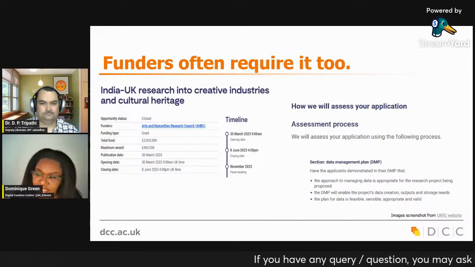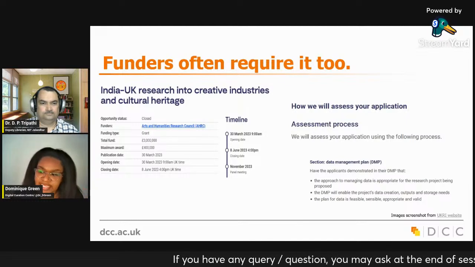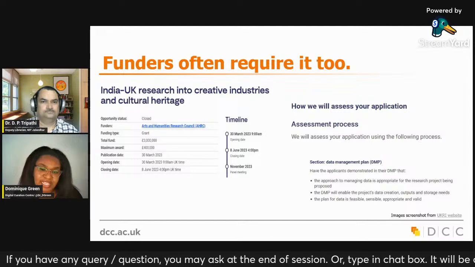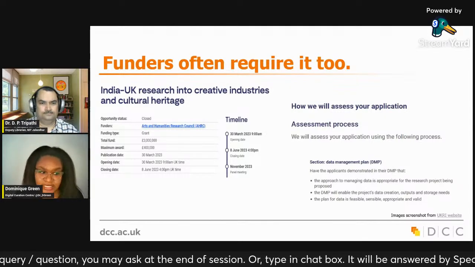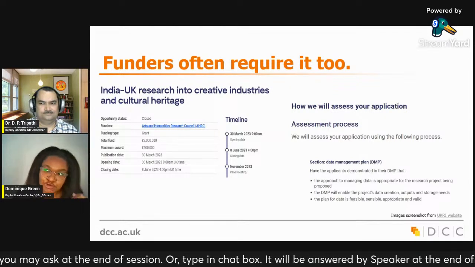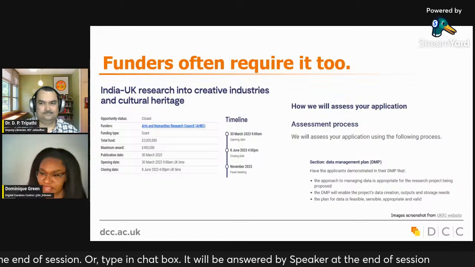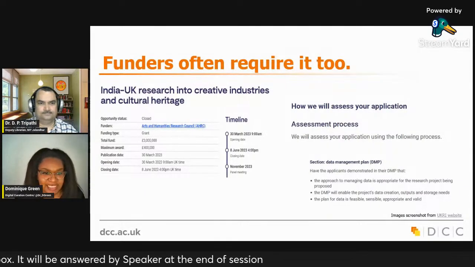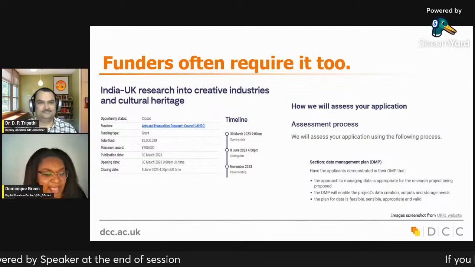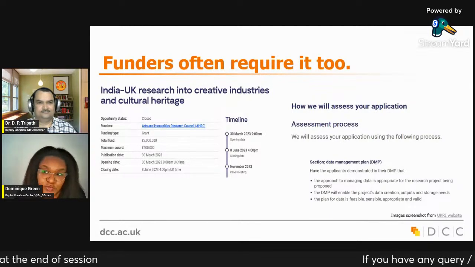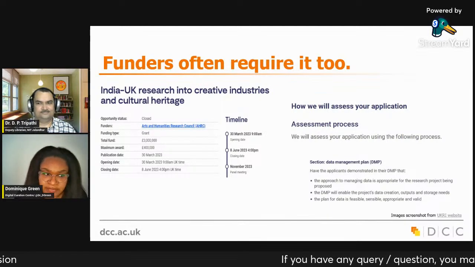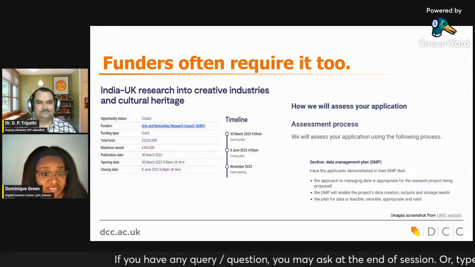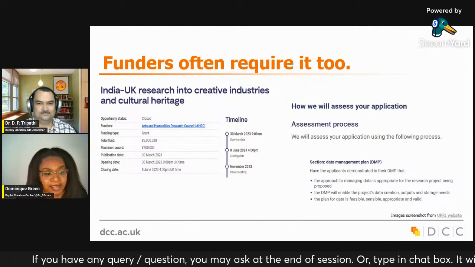they assess the applications. One of the key parts of the assessment process, in the very beginning when the grant applications were submitted, was a data management plan. So you have this panel of people looking at the applications and seeing if a data management plan has been thought about and included in the application process. So if you want funding for really innovative research projects, a lot of times you have to develop a data management plan.